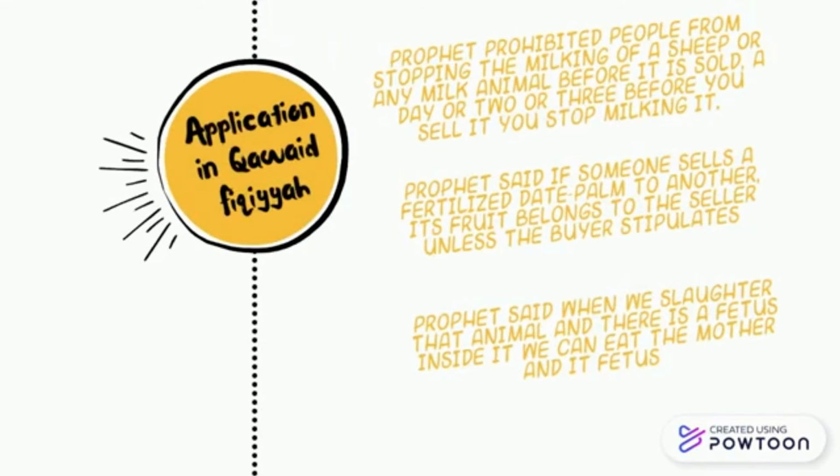Application in qawaid fiqhiyya. Prophet prohibited people from stopping the milking of a sheep or any milk animal before it is sold. A day or 2 or 3 days before you sell it, you stop milking it. Prophet said, if someone sells a fertilized date palm to another, its fruits belongs to the seller unless the buyer stipulates it. Prophet said, when we slaughter that animal and there is a fetus inside it, we can eat the mother and its fetus.